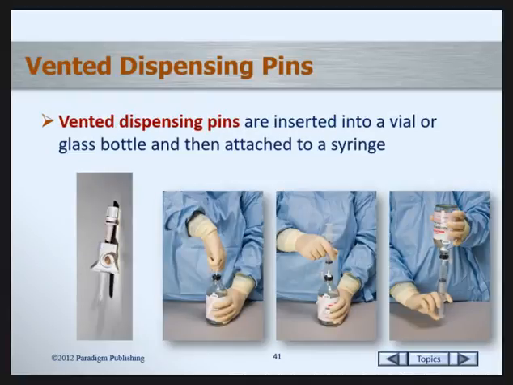Another piece of equipment that we may use is a vented dispensing pin. These are inserted into a vial or a glass bottle. Then you can attach a syringe. This part is where the spike is that would go into the vial, and this end is where you can attach a syringe. This is used to help make multiple things from a single vial without having to keep sticking a needle back into it and out of it. It's vented so that we don't have to worry about vacuums or positive pressure within the vial.